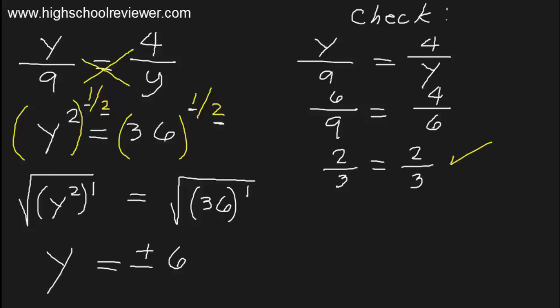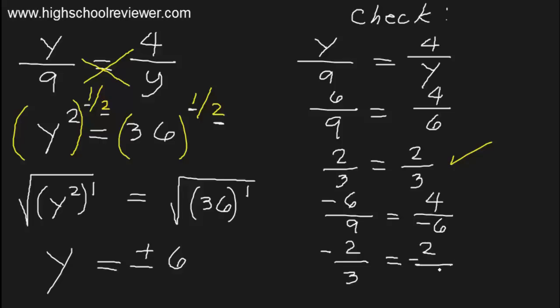Let us now check y equals negative 6. So this will be negative 6 all over 9 and 4 all over negative 6. So this will be negative 6 divided by 3 is 2, 9 divided by 3 is 3. And this will be 2, 4 divided by 2, that is 2. So this is now negative 2 all over 6 divided by 2 is 3. So therefore, y equals negative 6 is also correct.